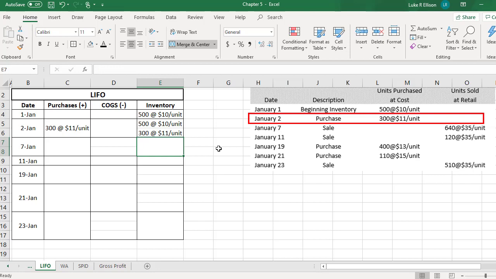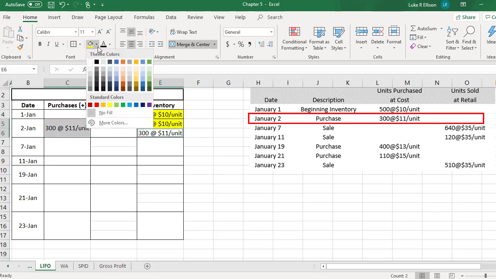In order to make the rest of the problem easier, I'm going to highlight our chart based on inventory cost. So let's make the $10 per unit inventory yellow. And let's make the $11 per unit inventory green.